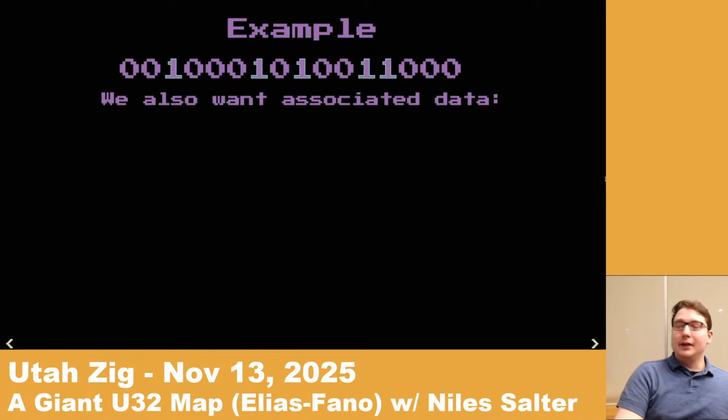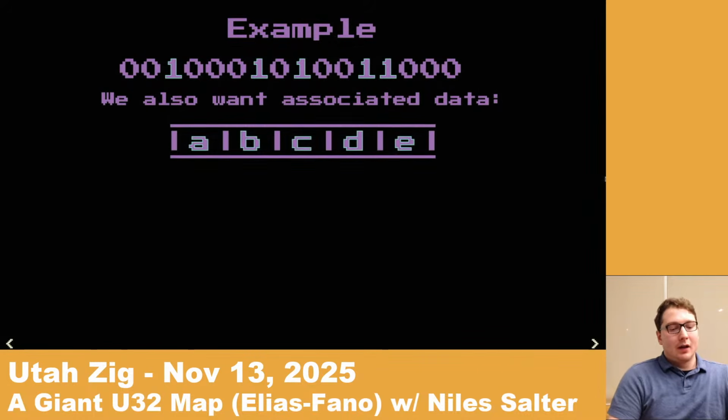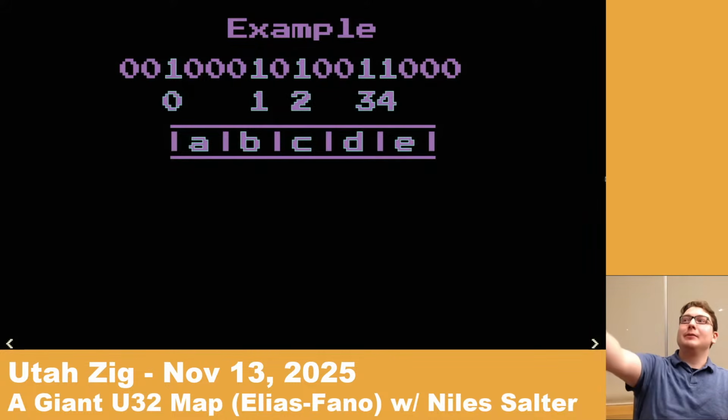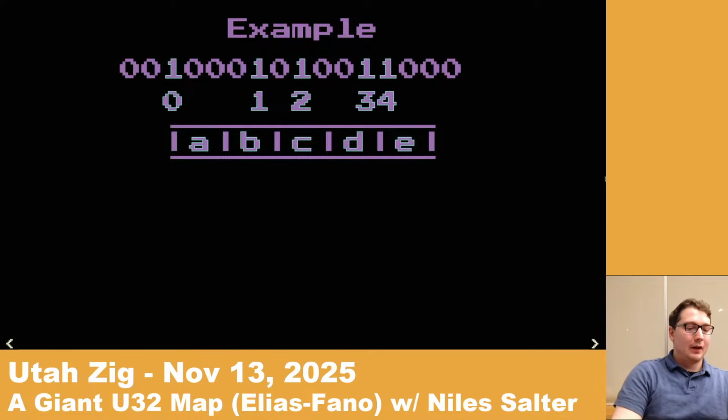We also want to associate some data. Let's say it's this array. The first bit maps to the first one, the second bit maps to the second one. I think you see where this is going. So the index that we want to map each subsequent IP address to is now underneath the 1-bit.